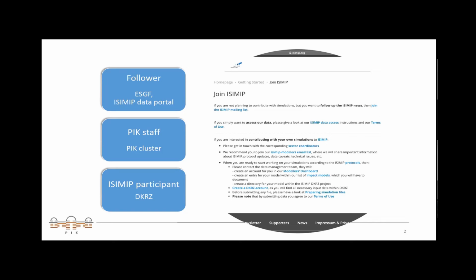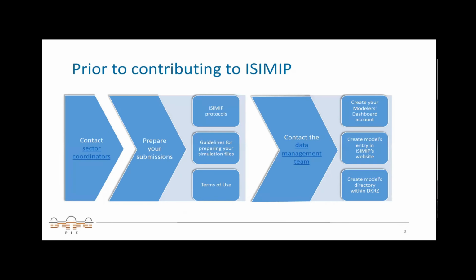And now we can move to the preparation of your simulations. In the next slide, please. So these are the three steps you have to follow to prepare your contributions for ISIMIP. This means if you want to participate in a specific simulation round following the ISIMIP protocols, the first thing you should do is to contact the sector coordinators. This is also specified on our website. And if you have any doubt of who to contact, you can always refer to the ISIMIP coordination team and they will help you.